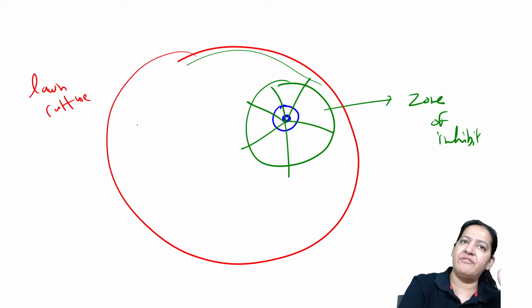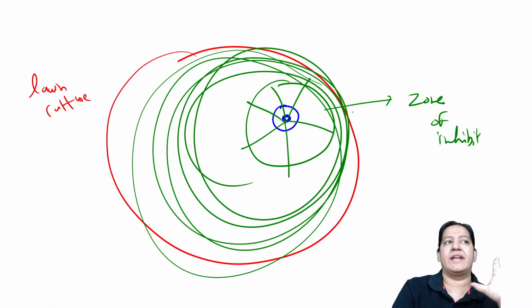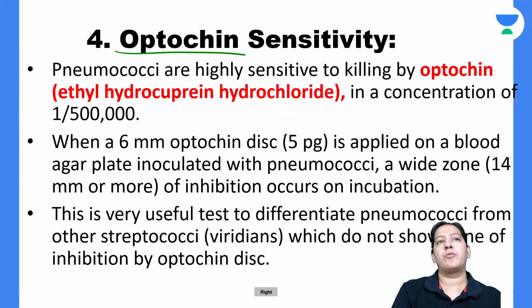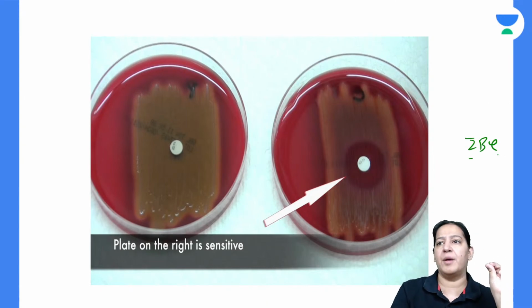Rest everywhere you will get the colonies. In this zone, you are not getting the colonies. This is the zone of inhibition. Why are colonies not growing in this zone? Because of Optochin. The Pneumococcus is sensitive to Optochin. This is known as Optochin sensitivity test. It comes in the form of image-based questions also. It can come in your exam.